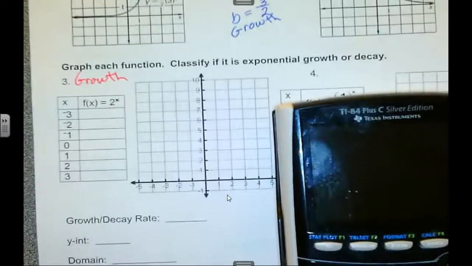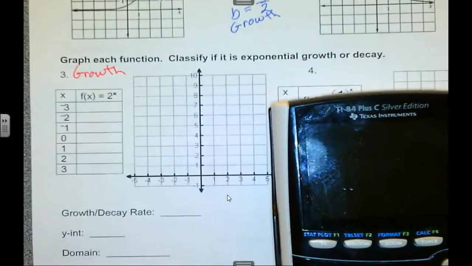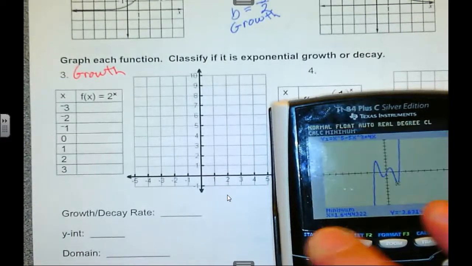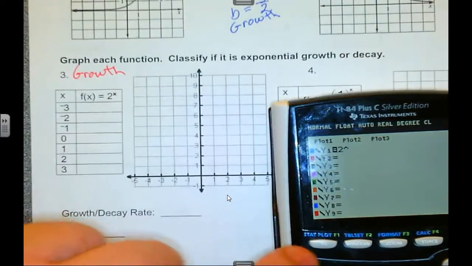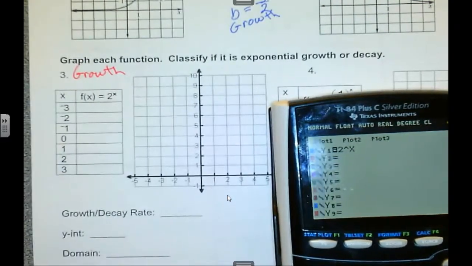Okay, put in your calculators. Y equals 2 raised to the x. Graph it.